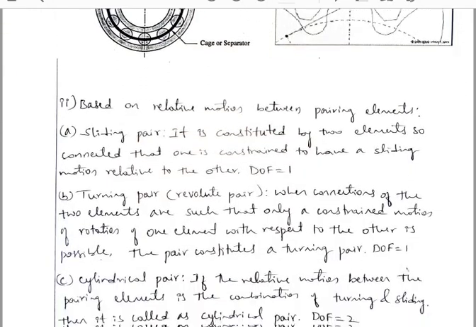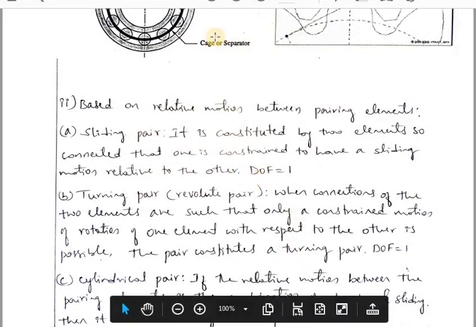Next, based on the relative motion between pairing elements. So how the two elements which are paired are having the relative motion. Based on the types of relative motion, it is classified as sliding pair. So two elements are connected such a way that one is constrained to have a sliding motion relative to the other. So there will be 1 degree of freedom between them. It is known as a sliding pair.